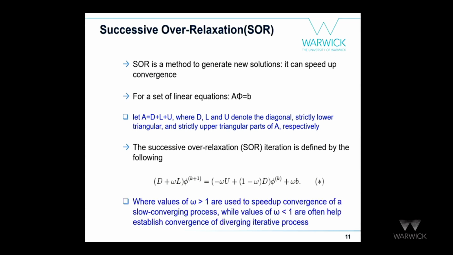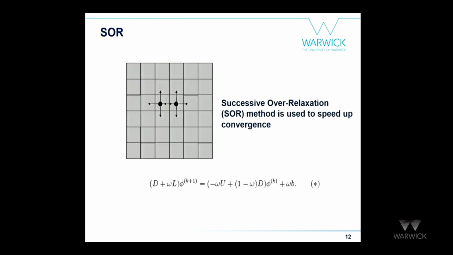If the value of omega is set to be greater than 1, it can speed up the convergence of a slow converging process. If the value of omega is set to be less than 1, then it can help establish the convergence of a non-converging process. Actually, SOR is used in our code to generate new solutions. So now you know that although the name sounds fancy, SOR is just a method or function to generate new solutions.